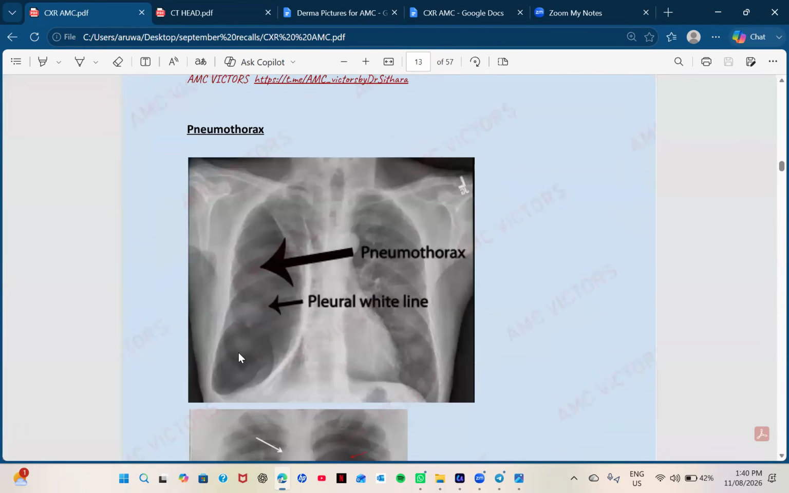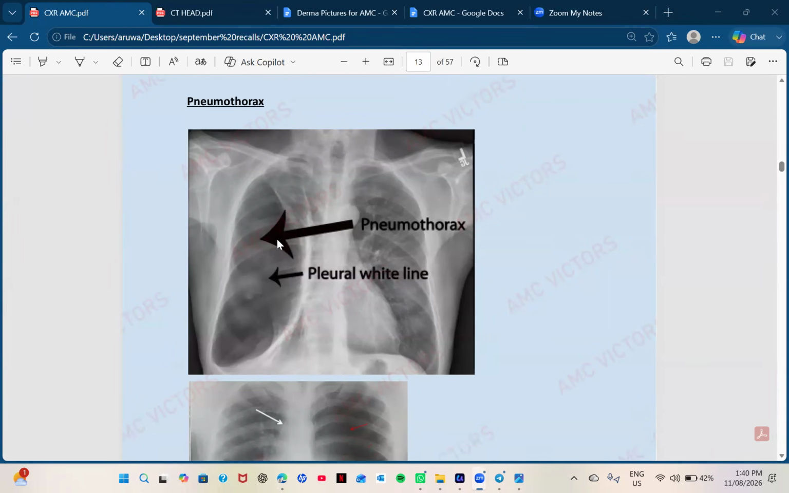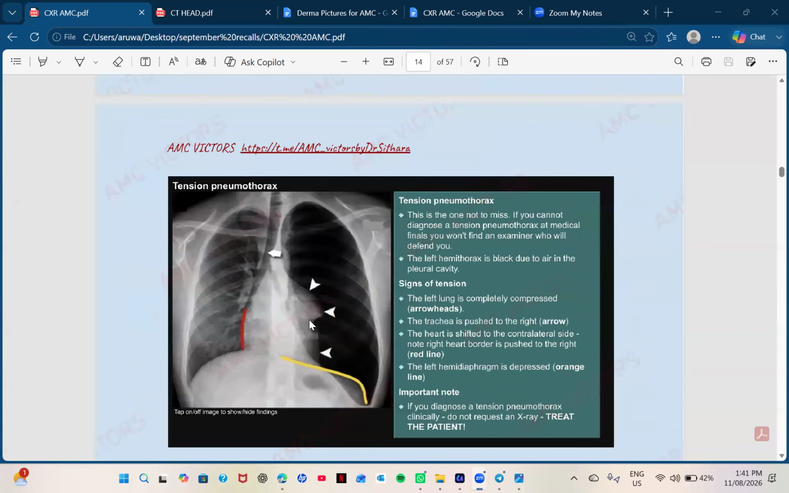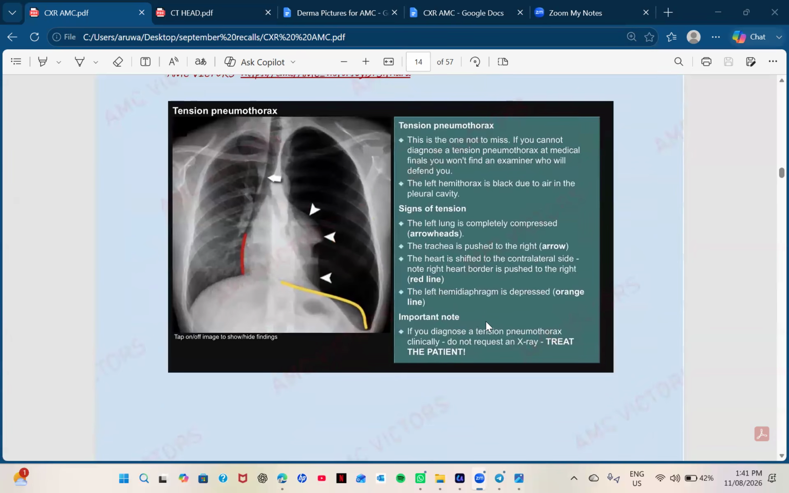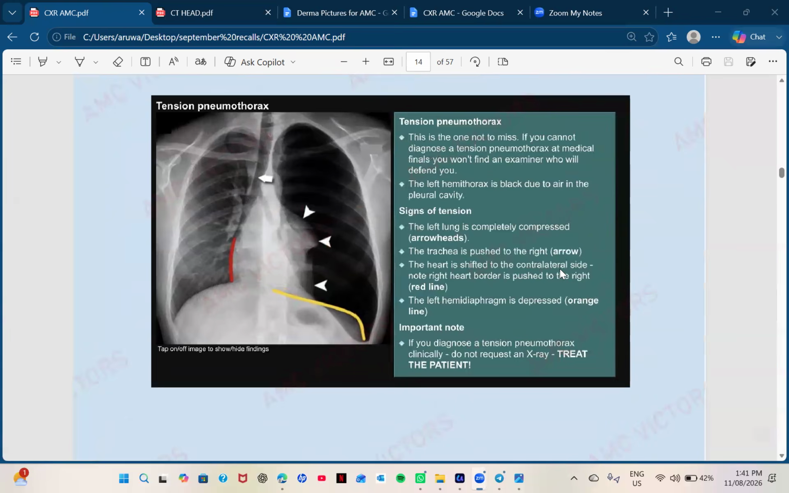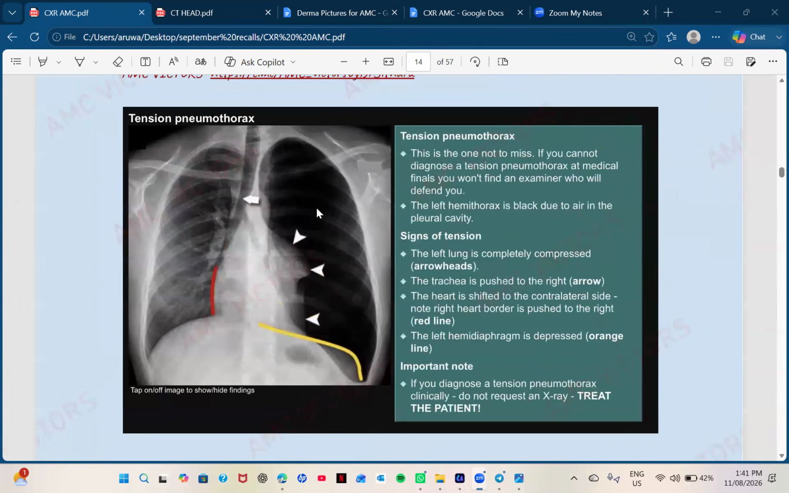So in pneumothorax, what can you see in the chest X-ray, doctors? Pneumothorax, you can see the pleural white lines, right? So what are those pleural white lines? Okay, here we have pneumothorax also. We have different types of pneumothorax, right? We have tension pneumothorax, primary spontaneous pneumothorax, secondary pneumothorax, right? A lot of types of pneumothorax we have. So first we discuss the tension pneumothorax, the severe case, the emergency case, right?